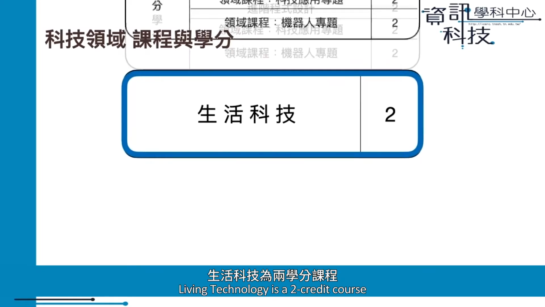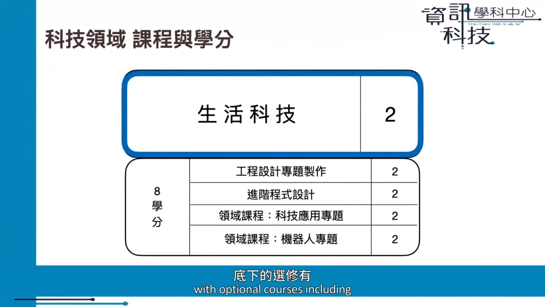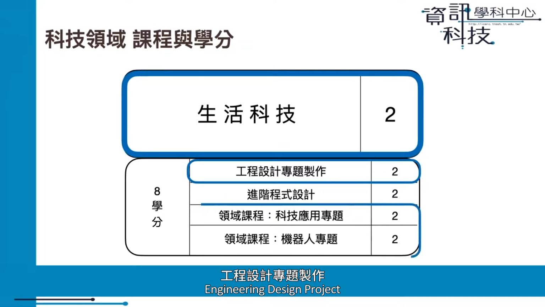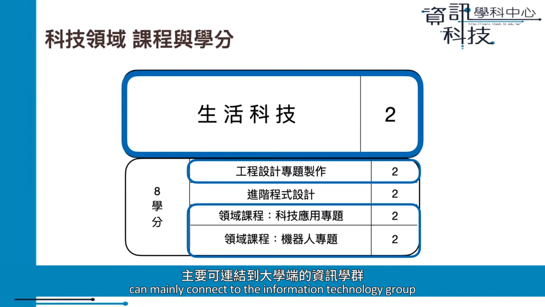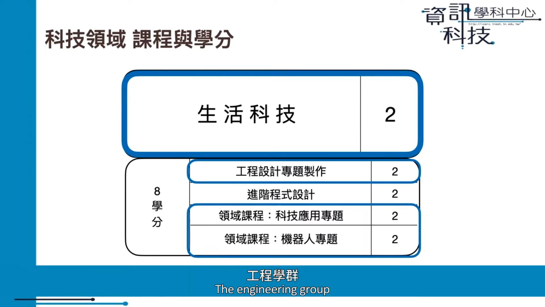Living Technology is a 2-credit course, with optional courses including Engineering Design Project, Domain Course Applied Technology Project, and Domain Course Robot Project. Both are 2-credit courses. The course planning for Living Technology can mainly connect to the Information Technology group, the Engineering group, and the Architecture and Design group at the university end.